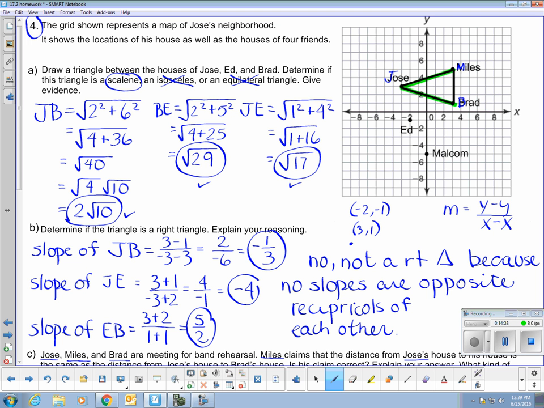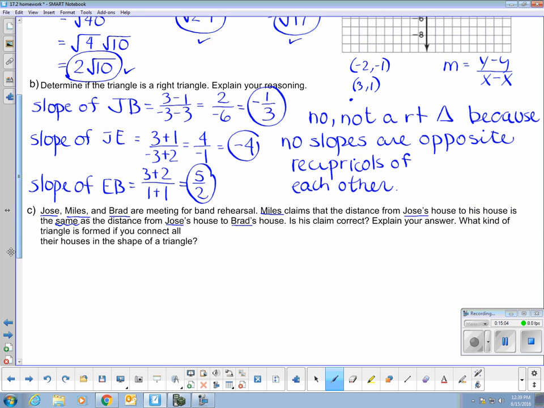So once again, using the Pythagorean theorem, I'm going to draw a right triangle to find the distance from J to M, and this side is 2, and this side is 6. So the distance from J to M is the square root of 2 squared plus 6 squared.